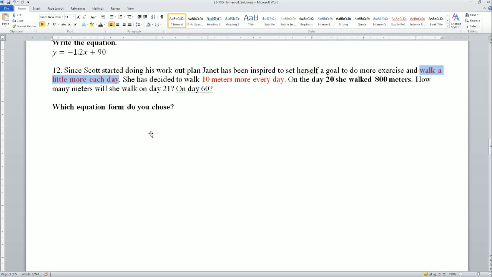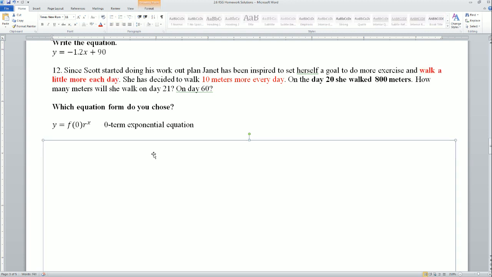So on day 20, she walks 800 meters. How many meters will she walk on day 21 or day 60? Which equation did she use? I used the zero term exponential equation.